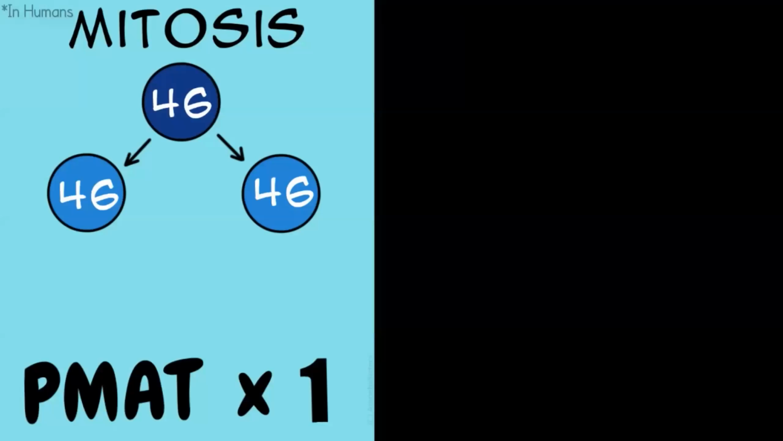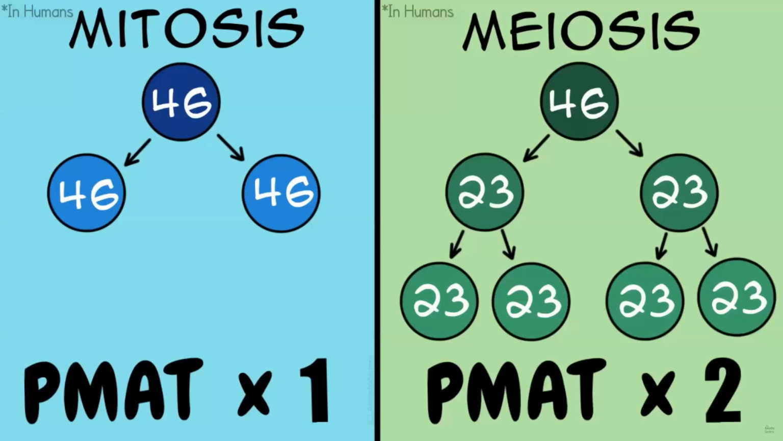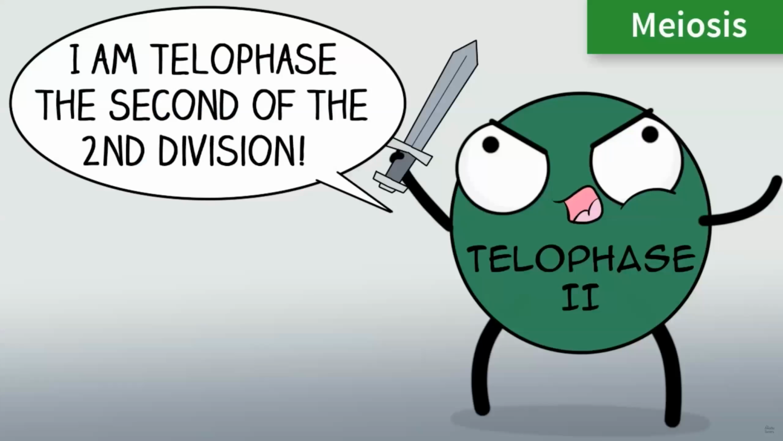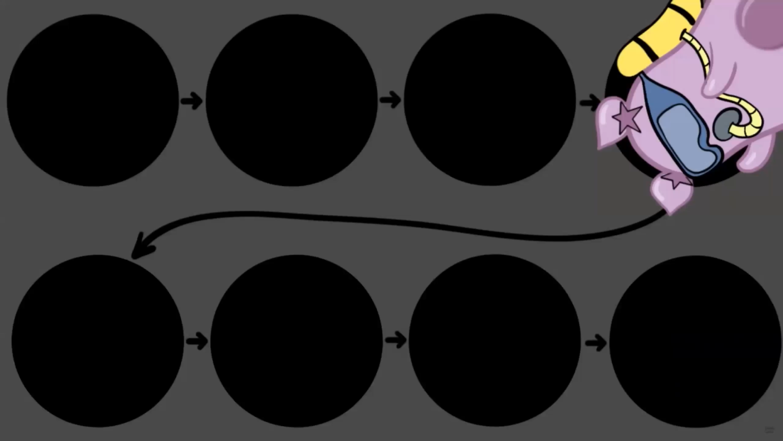So instead of mitosis, where you divide one time and do PMAT one time, in meiosis, you're going to divide twice and therefore do PMAT twice. Because of this, in meiosis, you put numbers after the phases to indicate whether you're in the first division or the second division. So let's dive right in.